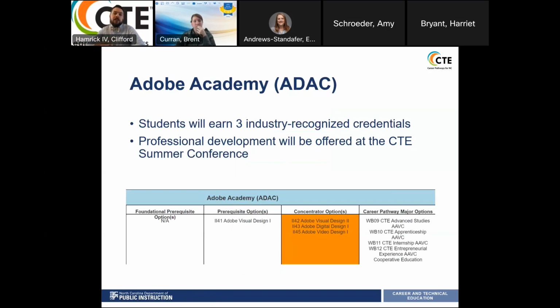Students will earn 3 industry credentials, and these are credentials that a lot of us have heard about. As it currently stands, and not next school year, but the following school year, 24-25, we'll start seeing maybe some changes to this pathway. But for now, students will take Adobe Visual Design 1. They'll have the chance to earn the Photoshop and Illustrator credentials in that course. And then they will take one of 3 potential course concentrator options. They can either take the second level of visual, digital design, or video design.